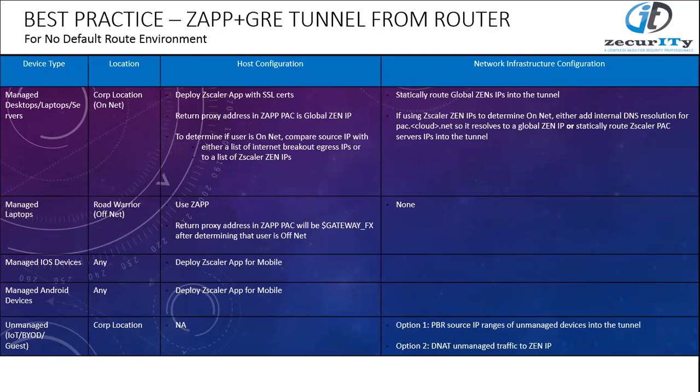Managed laptops, when they are connected as a road warrior, use the Zscaler app. The return statement will be gateway underscore fx at the bottom for off-net users. For managed iOS and managed Android devices, the same scenario: deploy the app on devices and disable SSL inspection in order to avoid the SSL pinning and related issues. For unmanaged IoT, BYOD, and guest users, when they are connected from the corporate, there are two options: create the PBR for source IP ranges of unmanaged devices into the tunnel, or DNAT the unmanaged traffic to Zscaler SYN IPs.